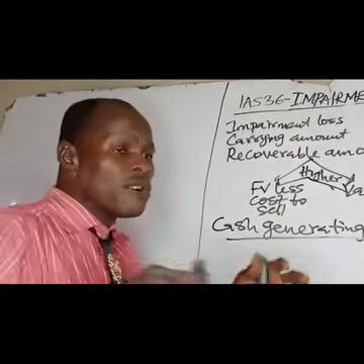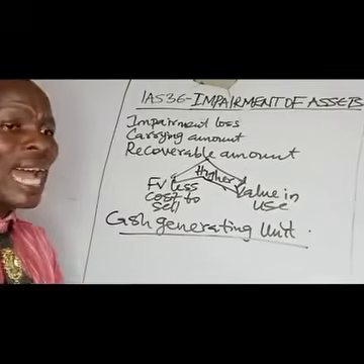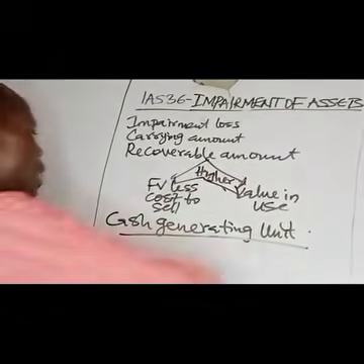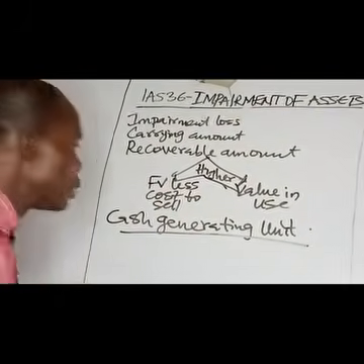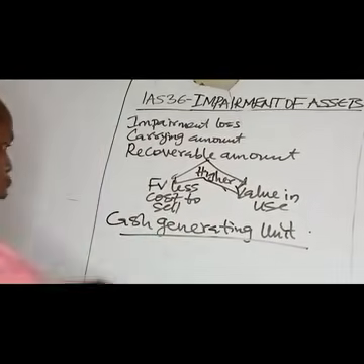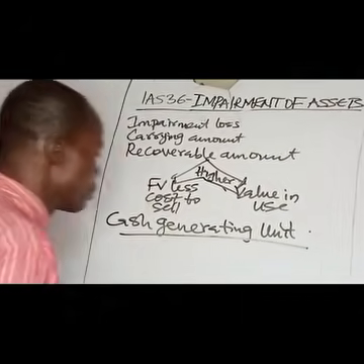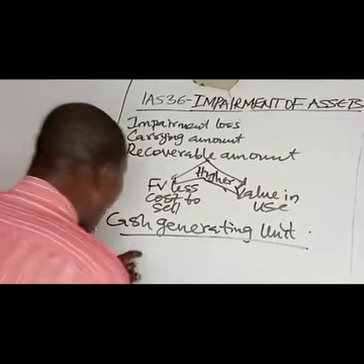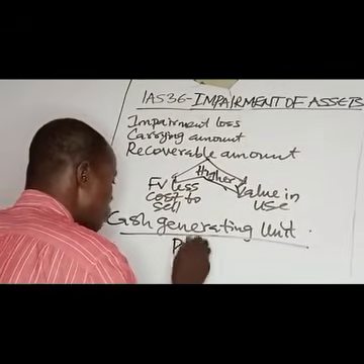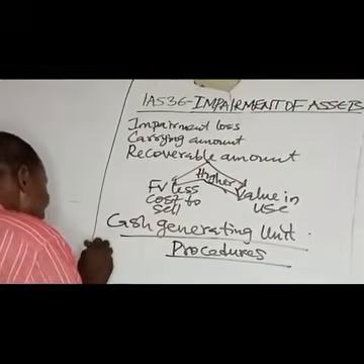Now, when you are given a group of assets, there is no way you can attribute the amount of impairment loss to a particular asset out of the group. So the impairment loss you have, you are going to allocate to the group of assets. Where a group of assets is involved, you know that the group of assets is a cash generating unit. How do you allocate impairment loss to cash generating units? Procedures for allocating impairment loss to cash generating units.